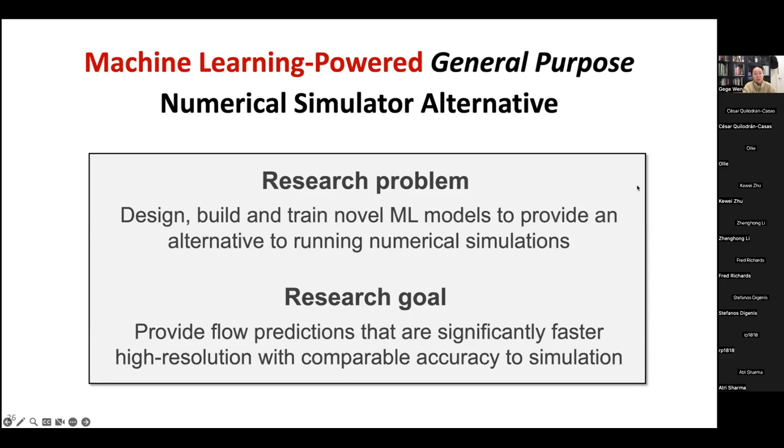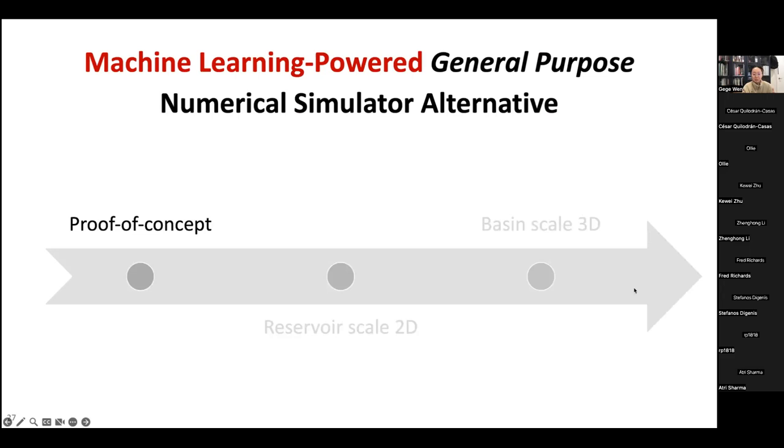So in the next part of this talk, I will take you through how we try to tackle this problem in different stages, from a proof of concept, to a reservoir scale 2D problem, and most recently a basin scale 3D problem. And during this process, we have also kept refining the model that we use to improve the learning efficiency and generalizability.